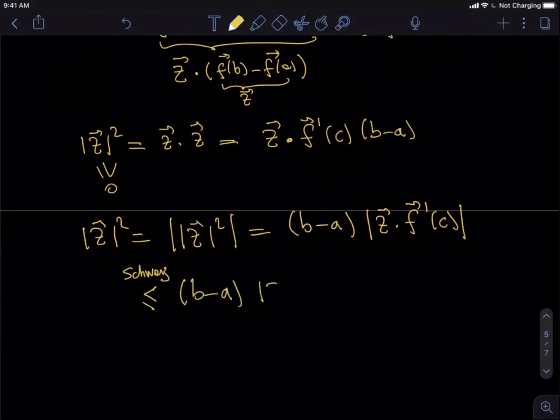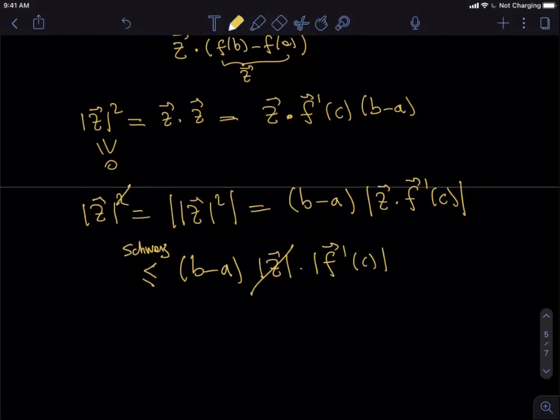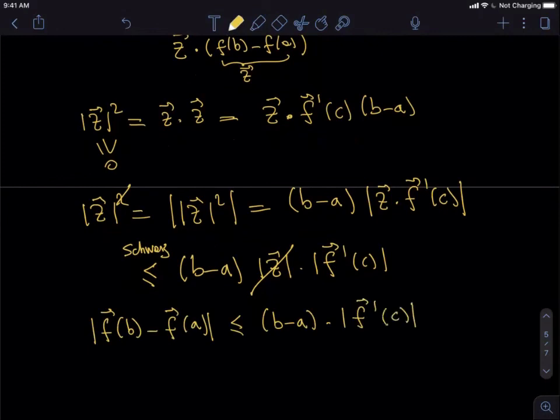So this is the modulus of z times the modulus of f prime of c. And that's it, because this modulus cancels with this one, and writing down what is z, we have the modulus of f of b minus f of a less or equal than b minus a times the modulus of f prime of c. And that is what we wanted to show.